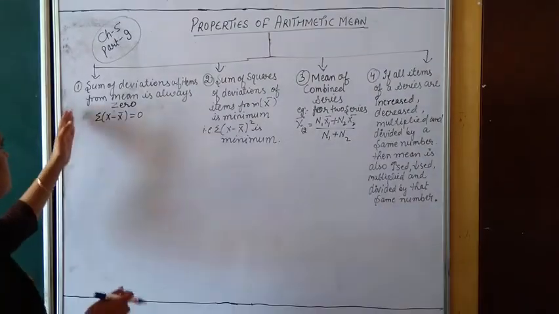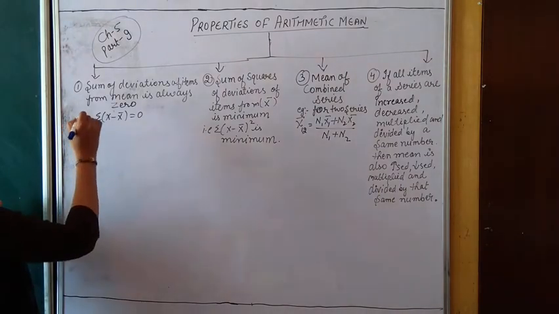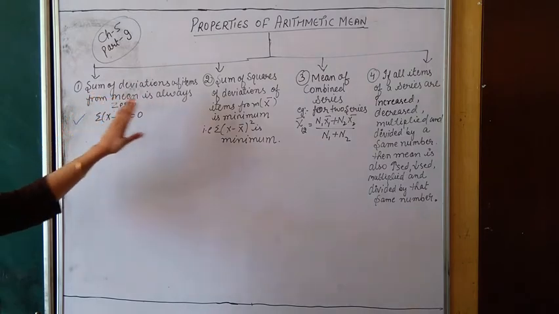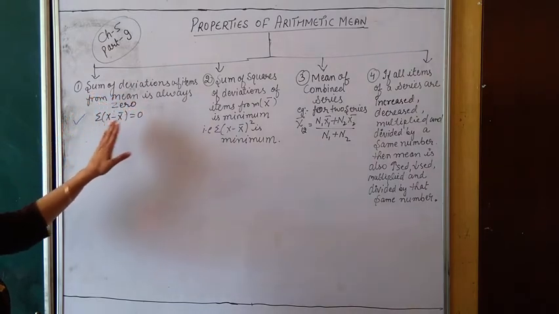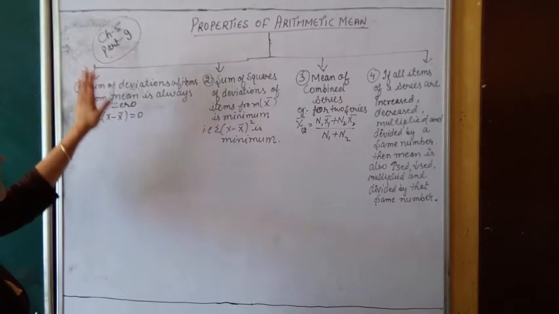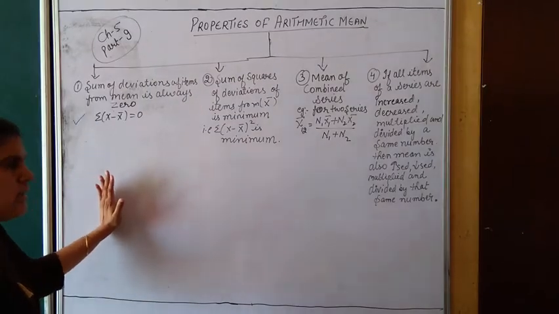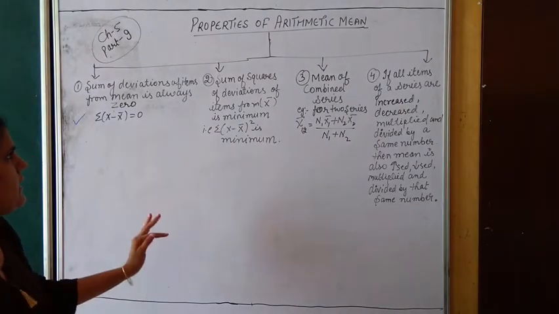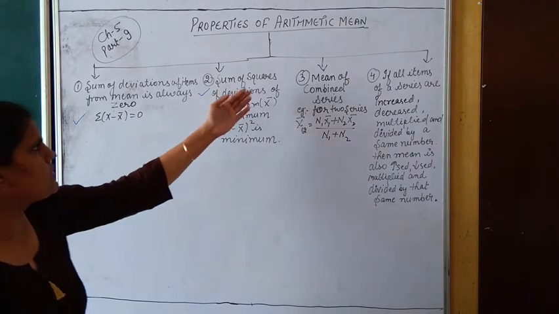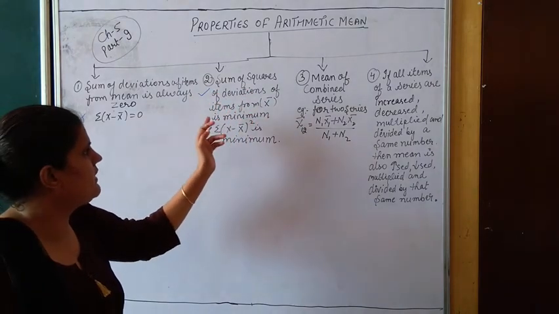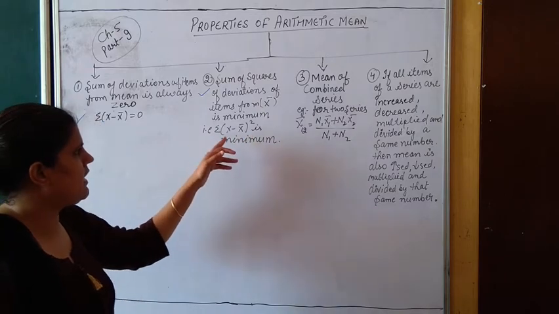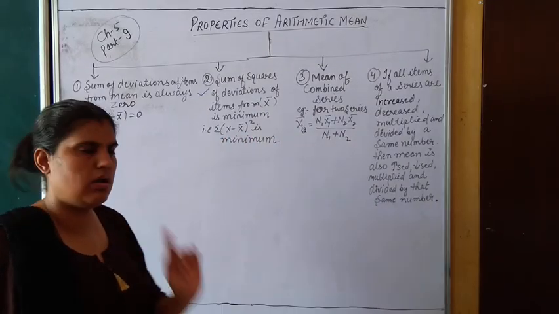Clear बच्चे? This property we have already discussed in the previous part: the sum of deviations of items from mean is always 0. This we already discussed in part number 8. Clear बच्चे? Now we will move to the second one: sum of squares of deviations of items from x bar is minimum. That is, sigma (x minus x bar) squared is always minimum.